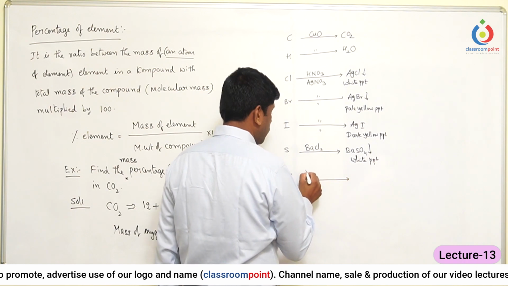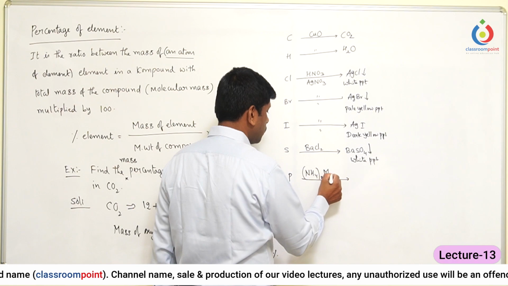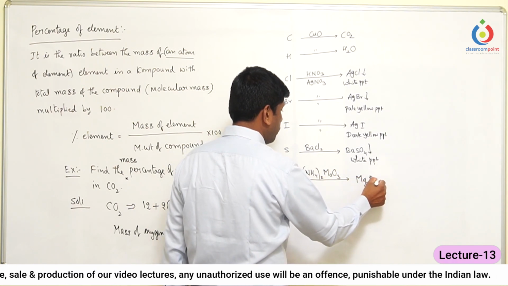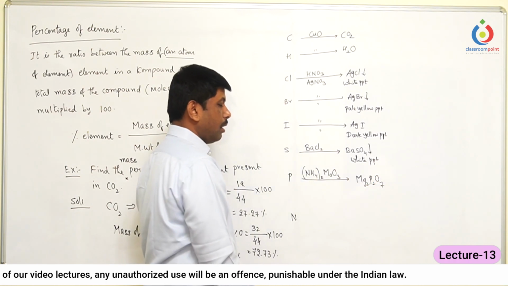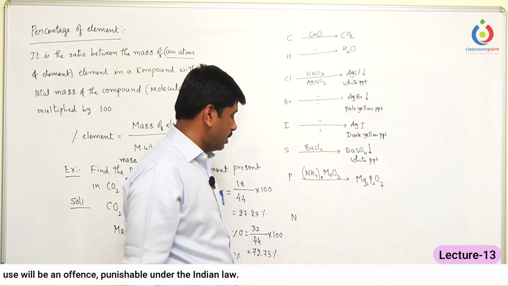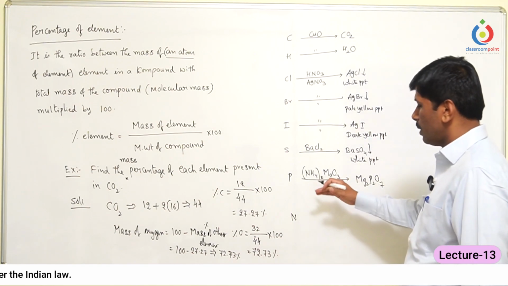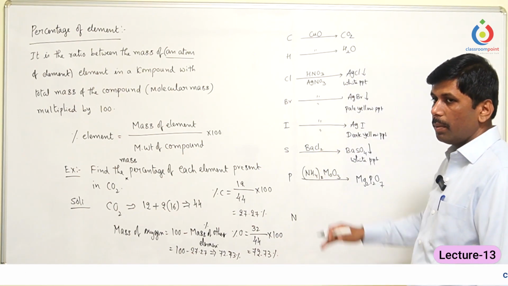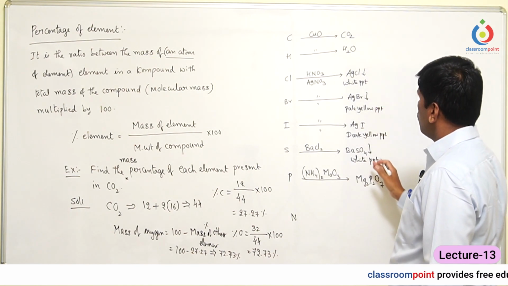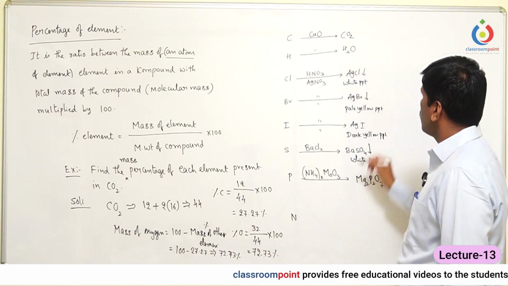So phosphorus is to be converted using ammonium molybdate into Mg2P2O7. So here magnesium, phosphorus and oxygen combination is there. Nitrogen we shall discuss separately because its methods are different. The same formulas cannot be applied to the case of nitrogen. So how to calculate the percentage of these elements when they are present in an organic compound.